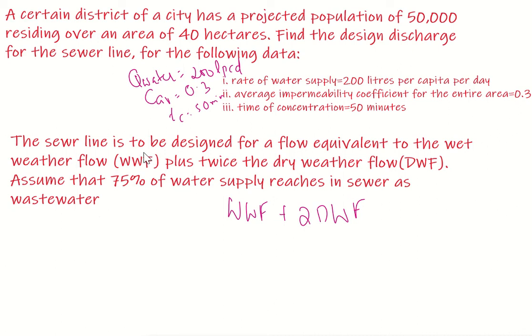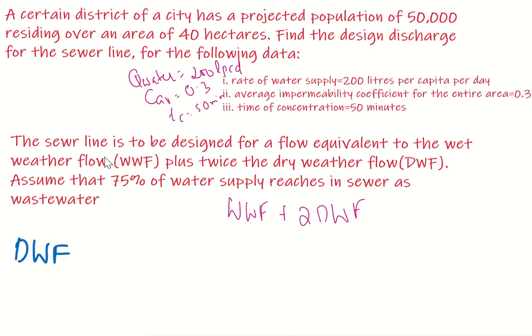We have to design a sewer based on these details, or at least we have to find the discharge that will occur in this sewer line. Find the design discharge for the sewer line. So first let us calculate the dry weather flow. How much is the dry weather flow?